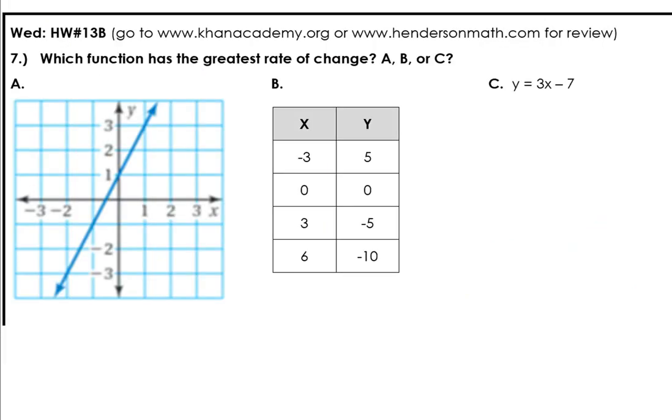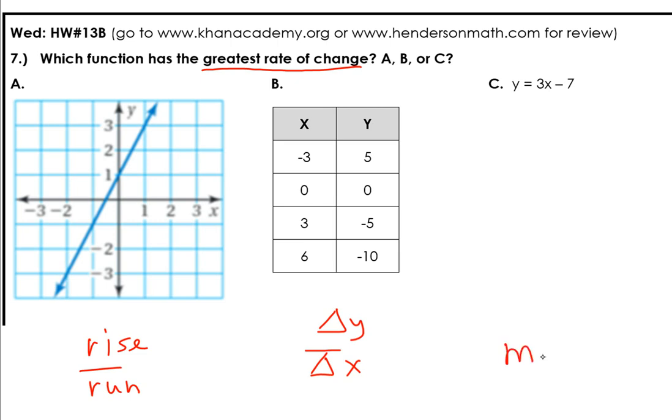Which function has the greatest rate of change? Remember, rate of change can be found in a graph by using rise over run. It can be found in a table by finding the pattern of the y's and the pattern of the x's. And it can be found from an equation by finding the m coefficient value. So since this one is the easiest, because all you have to do is use your eyeballs, you go to the letter x, you find the coefficient, and this has a rate of change equal to 3, or 3 over 1.